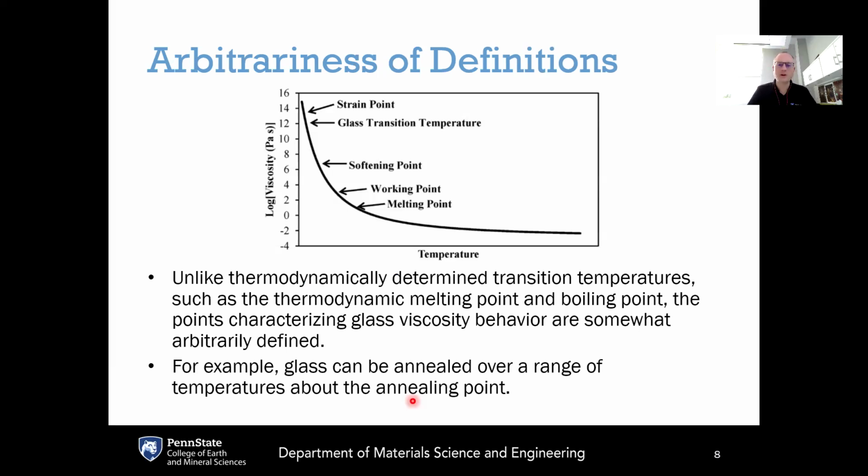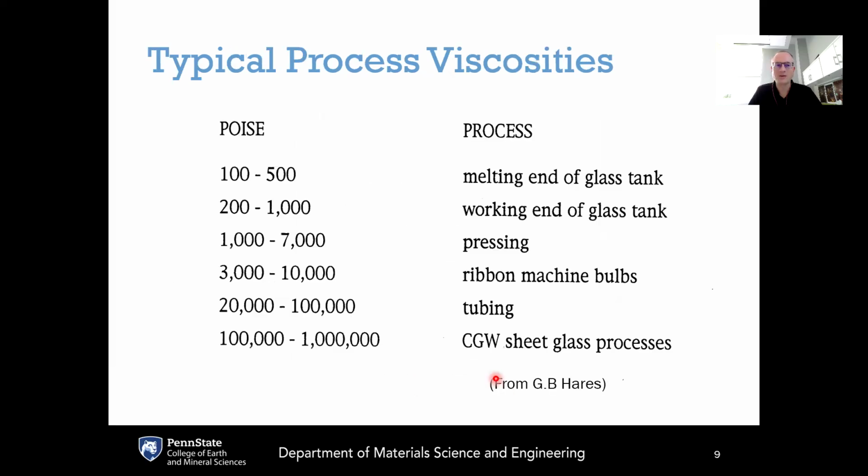Now, a few things to note about these viscosity reference temperatures. First of all, they are purely arbitrary and they are defined based on glass industry considerations. So unlike thermodynamically determined transition temperatures, such as the thermodynamic melting point or boiling point, these viscosity reference points are somewhat arbitrarily defined. They are just defined based on industrial convention. For example, it is perfectly possible to anneal glass over a range of temperatures, either a little bit higher or a little bit lower than the annealing point, and that is perfectly fine. It doesn't have to be done at the exact annealing point.